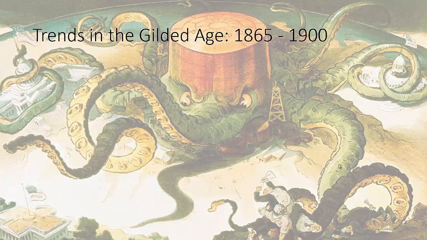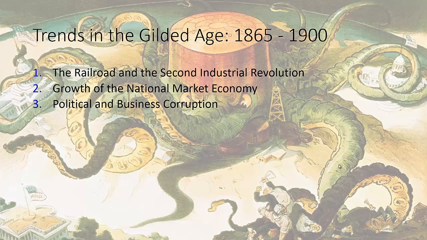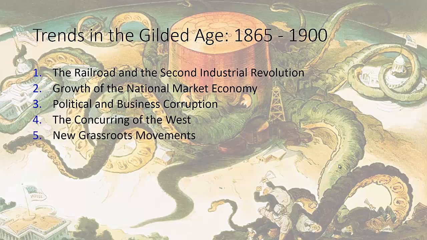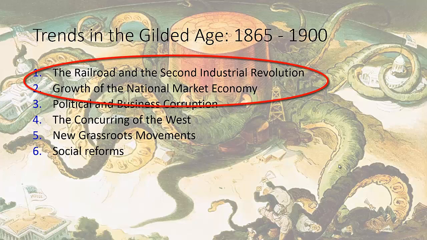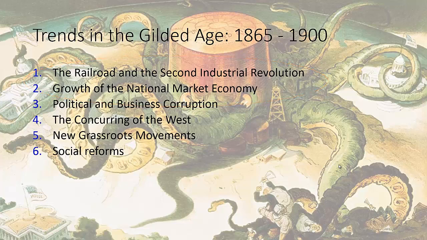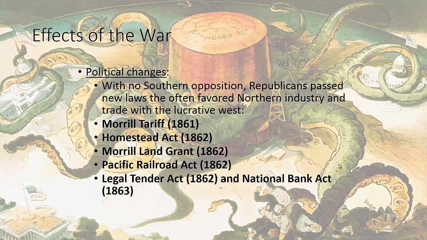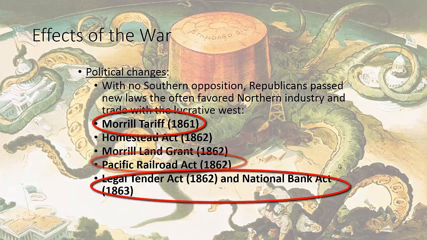So very quickly, the impact of the Civil War. We have the continuation of several trends we addressed at the beginning of the last unit as well. And in this chapter, we're really going to be looking at the first and second ones on the railroad and the second industrial revolution and the growth of a national market economy. We've seen this slide as well, and I'm not going to put up the PowerPoints again, but really think about how things like the Pacific Railroad Act, the Morrill Tariff, and the Legal Tender Act and National Banking Act are going to help support business and industrialization during this time period.